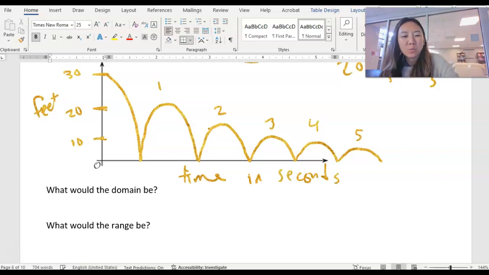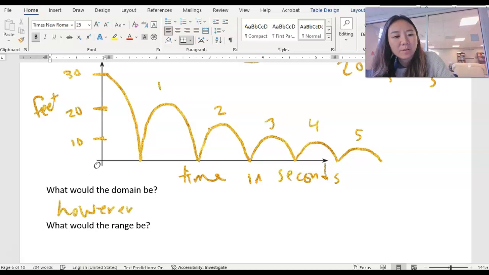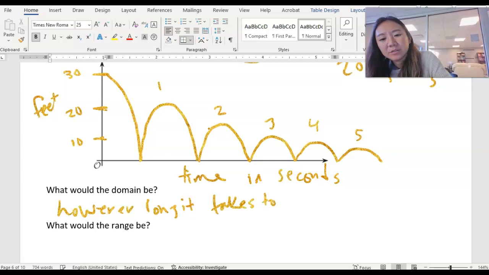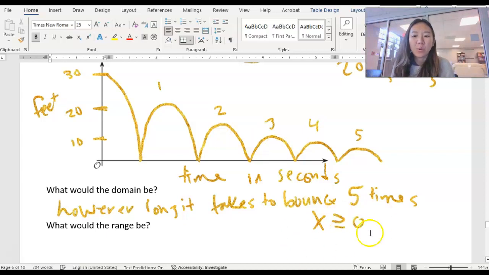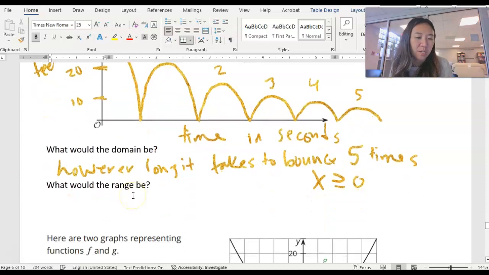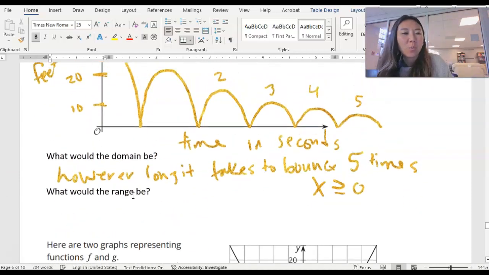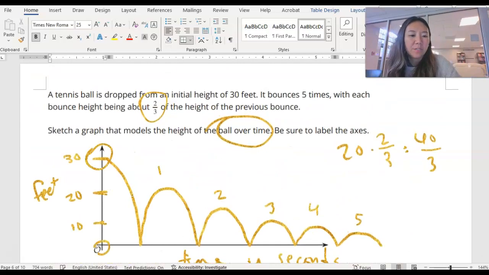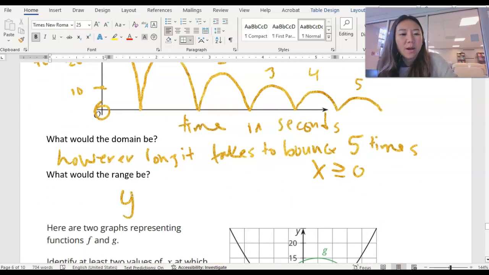So the domain then would be, our input here is however long it takes to bounce 5 times. But really then x is greater than or equal to 0, right? From the starting point to however long this takes. We don't know how long it took, so it could be any. And then the range, our y value is from 30 feet to the ground level. So y is less than or equal to 30 and greater than or equal to 0.